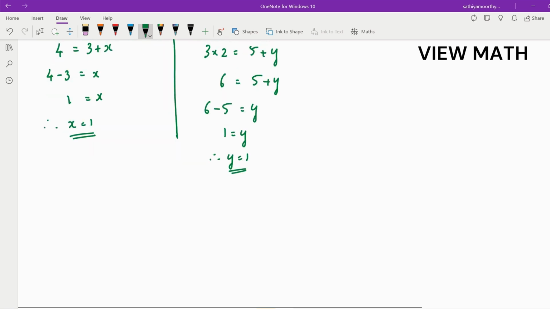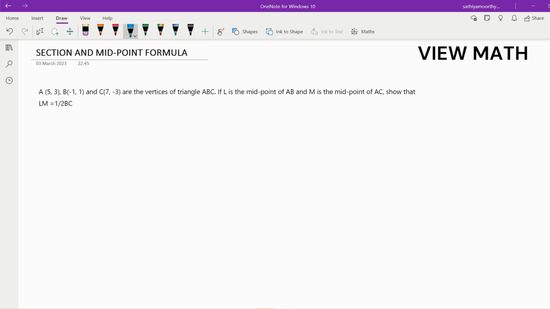So we have found out the x value and y value. Therefore x is equal to 1 and y is equal to 1. So this is only what they're asking us to find out. We have found out. Now let's see the next problem.